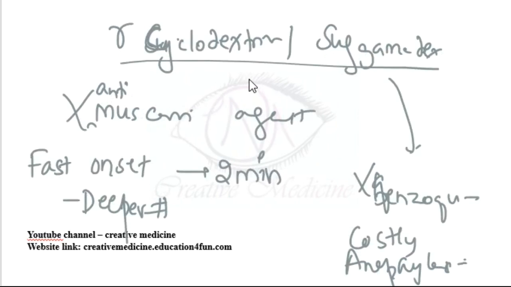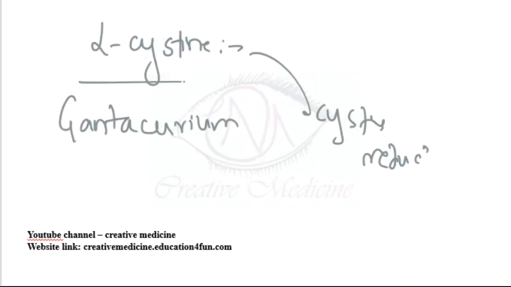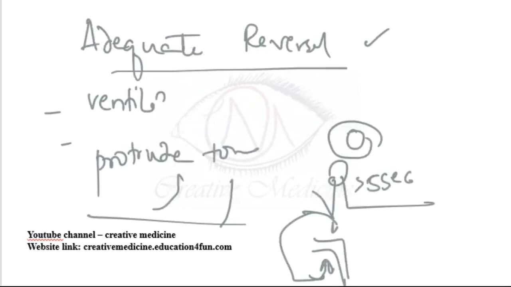Gamma cyclodextrins or sugammadex do not need any anti-muscarinic agents. These have faster onset within 2 minutes, and they have deeper blockade. The disadvantage is they cannot reverse the benzoquinones, and they are costly, and they have minimal anaphylactic reactions. L-cysteine is also a reversal agent. L-cysteine reverses the gantacurium, and it is metabolized by cysteine reduction.